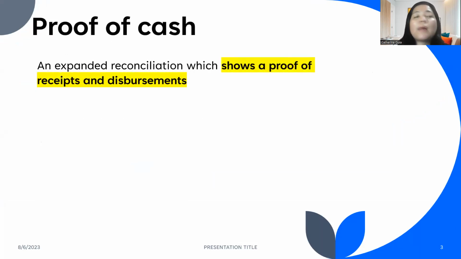Okay, proof of cash is an expanded reconciliation. What we did last time, if you can still remember, is a one-date reconciliation. So proof of cash is an expanded reconciliation. So what does it mean? It shows a proof of receipts and disbursements. And this proof of receipts and disbursements are not present in the bank reconciliation we did last time.